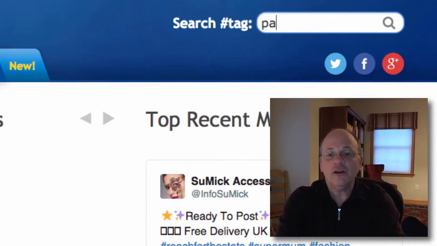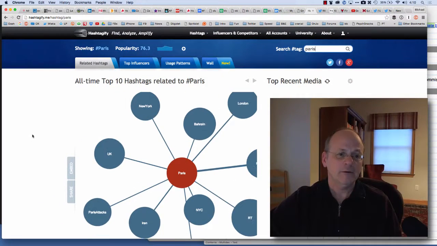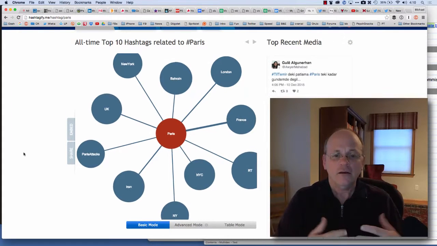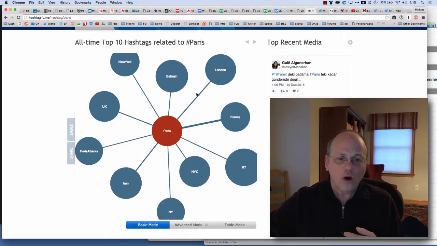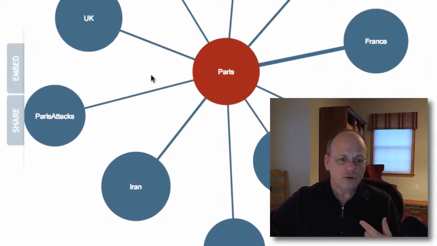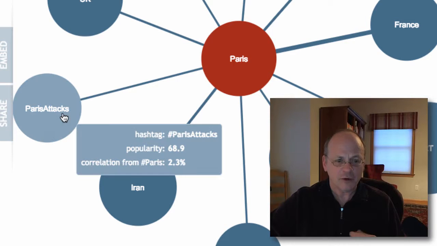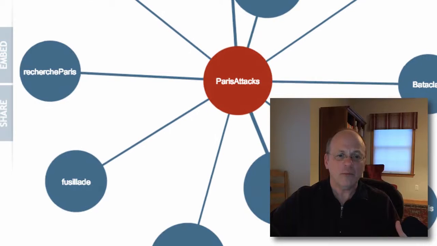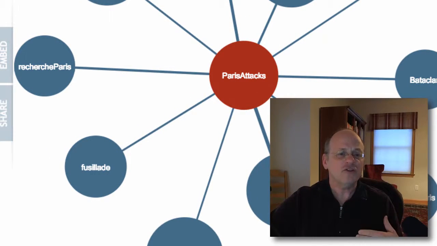So let's just put into the search field, we'll just put in Paris. And I'll hit enter. And what I get is this very interesting little moving concept map here, if you will. And now I can see what are the ones that people are using. And this looks like a good one over here. I can investigate some of the others, but Paris attacks makes sense. And if I click on that, it'll show me some others that are related to this. But it looks like Paris attacks will work.